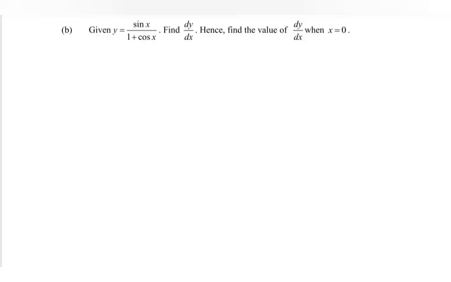Kindly refer to b. Given y is equal to sine x over 1 plus cos x. Let's say here we have u and this one we have v. Find dy/dx. So make use of the quotient rule. We have y prime equals v u prime minus u v prime over v squared.